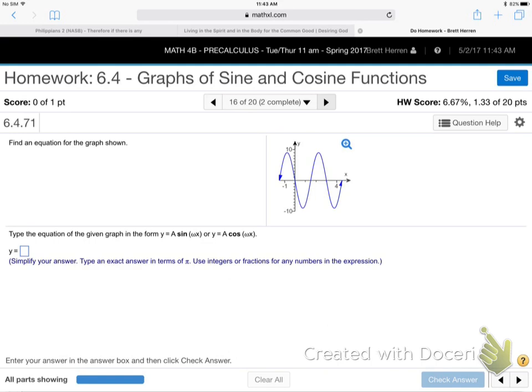Well, first off, let's look. The easiest way to do this is to look at where it starts. And by starts, I mean I always go to x equals 0. And where one cycle, because they're going to give me way more.